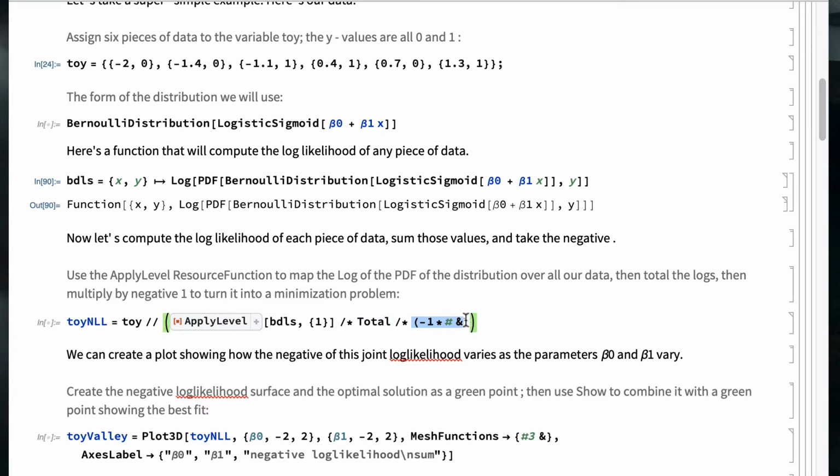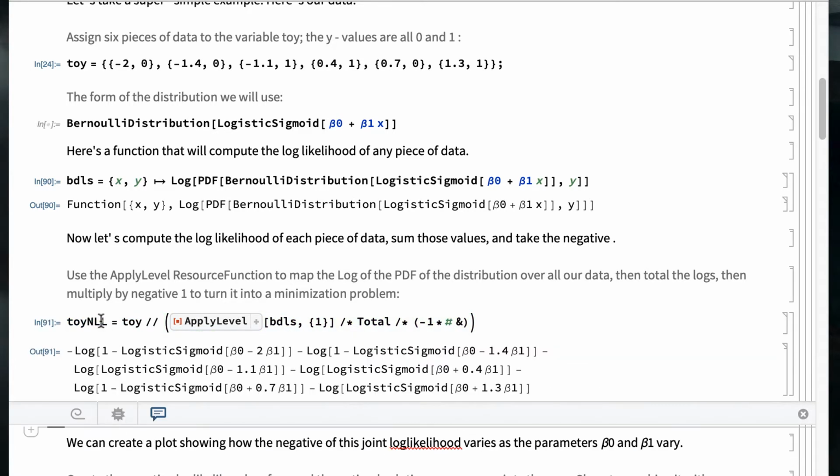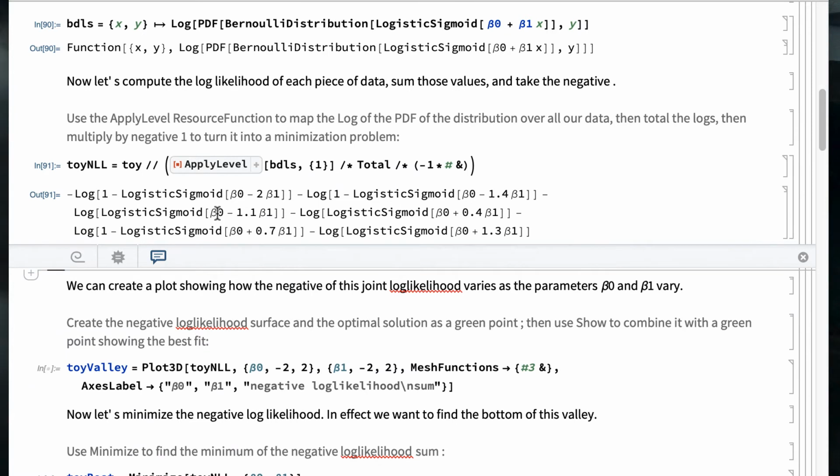So we're going to do what we've done a number of times in the past in working with maximum likelihood estimates, which is develop the negative log likelihood of the set of data in toy. And we'll call that toy NLL. All right, so we have a symbolic expression which just has beta 0s and beta 1s and a bunch of other glop in it that depends on the data, but that's really all we have.